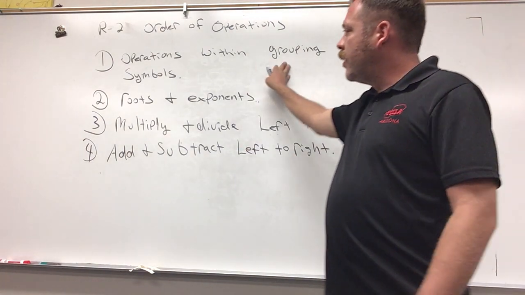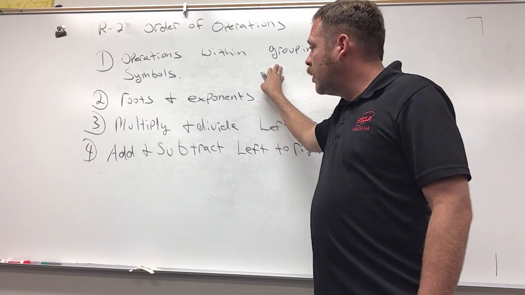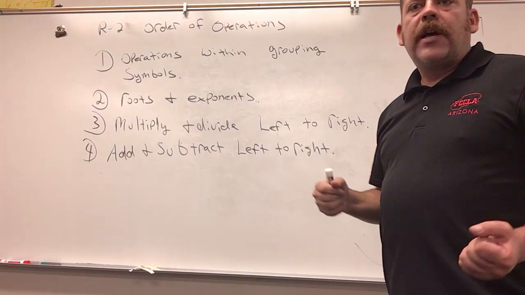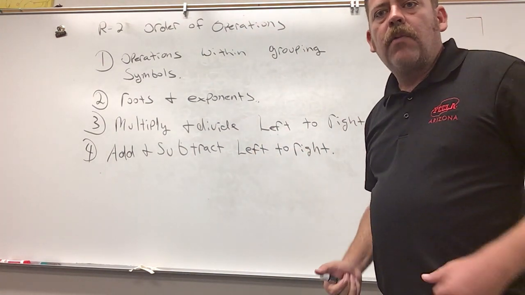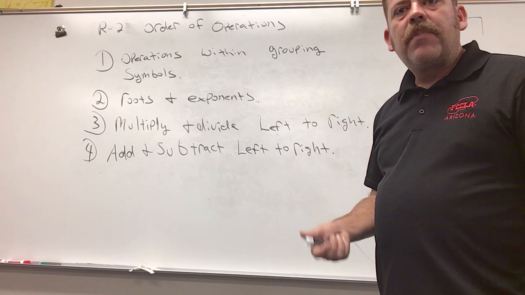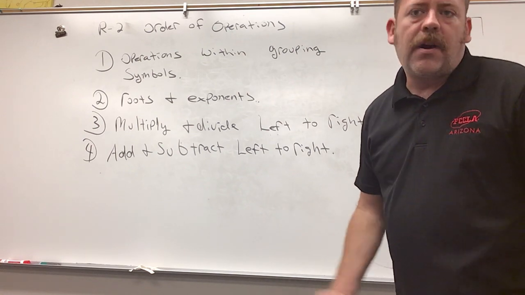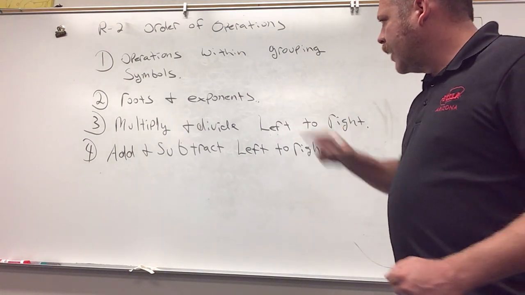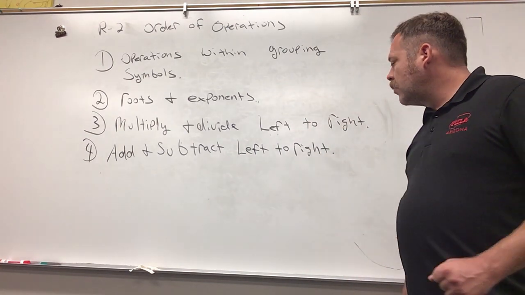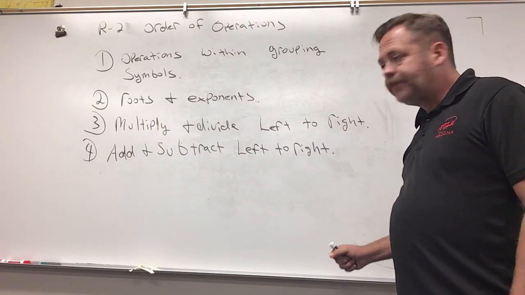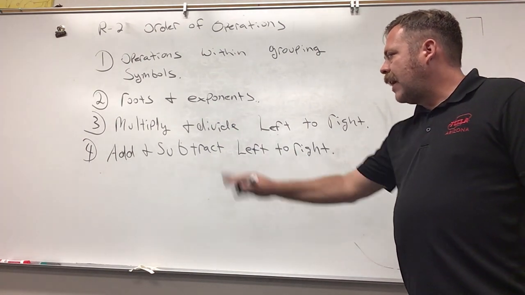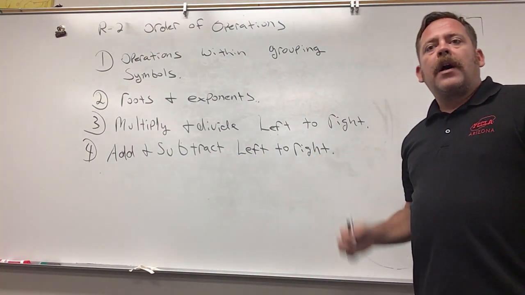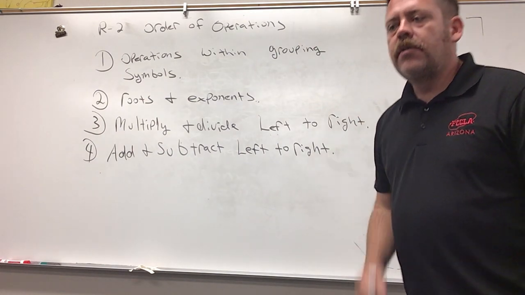So after you're done with anything within grouping symbols, the next step is all roots and exponents. Roots and exponents are really the same thing. A root is a different form of an exponent, an exponent that's a fraction. We're going to learn a lot more about that later too. So roots and exponents go as the second step. The third step is to multiply and divide from left to right. Do all of that. And then lastly, add and subtract from left to right. So a little bit more of an advanced order of operations system to follow.